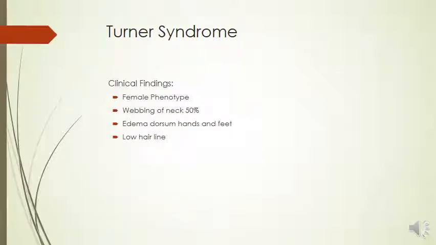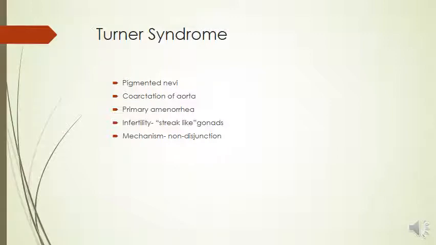Clinical findings: female phenotype, webbing of the neck in 50%, edema on the dorsum, hands and feet. One of the things to look for when you're in the newborn nursery are puffy hands and feet. They also have a low hairline. Some of the other characteristics of individuals with Turner syndrome are that they have pigmented nevi. Many have the congenital heart defect of a coarctation of the aorta. They have primary amenorrhea. They're infertile and actually have what are like streak-like gonads.